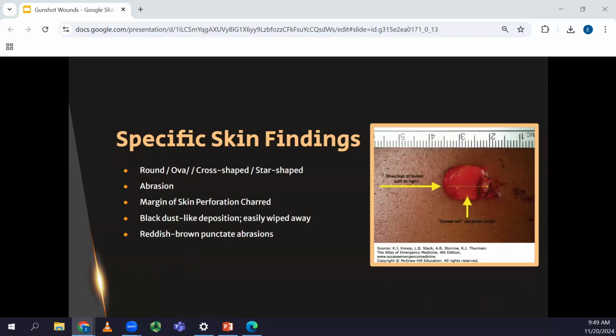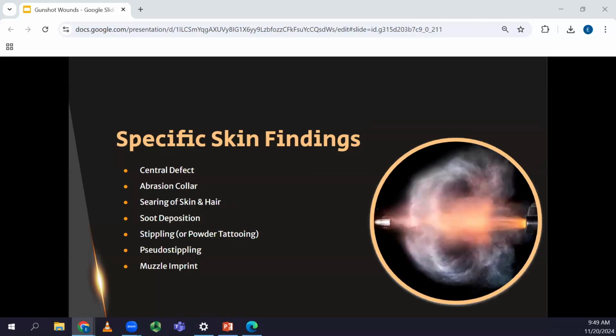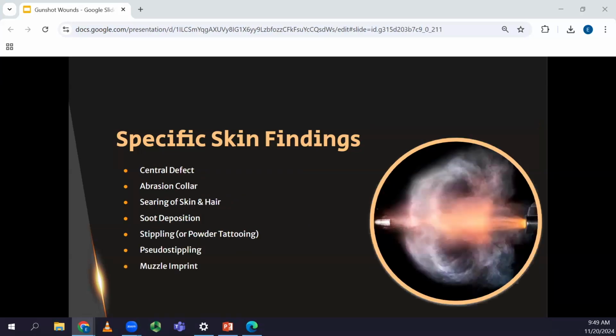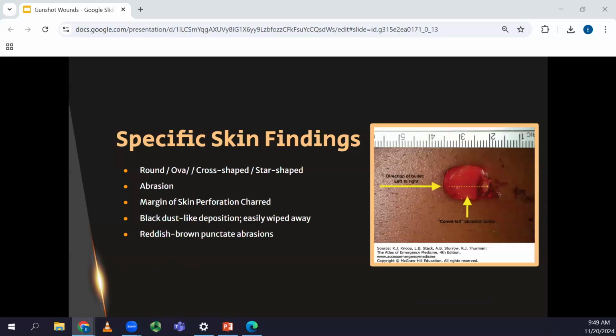So now this is just basic terminology for the same thing that I described here. So central defect, you just describe what it is. Round, oval, cross shape, whatever shape it is, you just describe what you see. And then as far as the abrasion color, it's an abrasion. So if you don't remember to use the word abrasion color, just say abrasion, that's fine. And then you have searing of the skin. You can say margin of skin perforation is charred, is a way of describing it. Soot deposition, you can describe that as black dust-like deposition, and then when you touch it, it easily wipes away. And then, of course, for the stippling or the powder tattooing, which is unburnt gunpowder, you'll just describe whatever you see, but for the most part, they tend to be punctate abrasions in general.